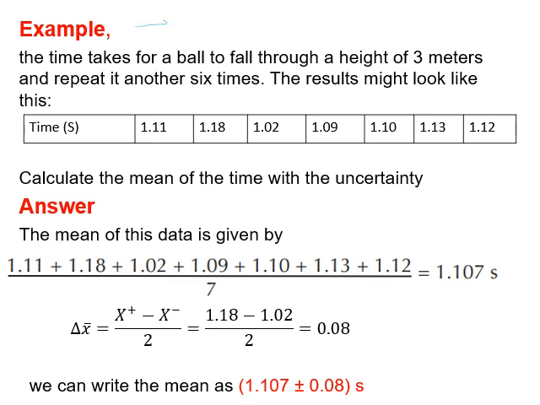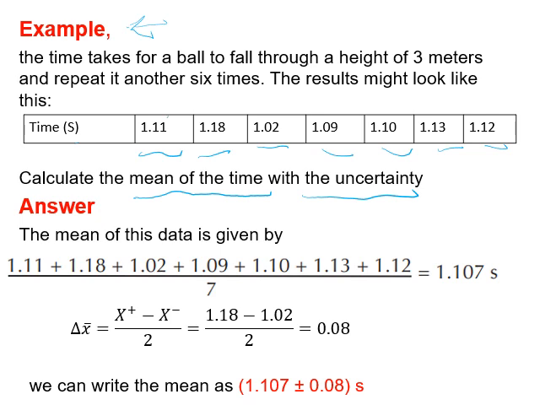Here is the example which will teach us how to calculate the uncertainty. The example says we have a measurement of this data. These are the measurements we obtained, and it's a time in seconds. We are asked to calculate the mean with uncertainty. Keep in mind here, the mean is considered as the true value.